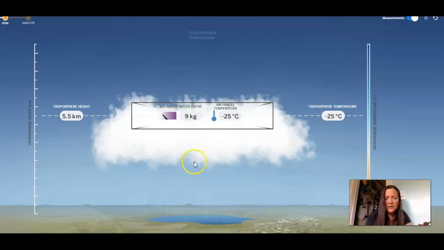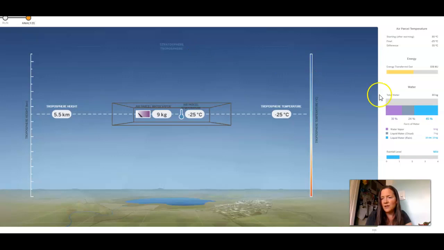And I see that my troposphere height is different. It's lower. Okay. And my temperature, I believe, is also lower. It did not rise as high without the wind. And our rainfall level is lower. So our rainfall level is only a 1 here. Okay. So let's go back and look at our data table.